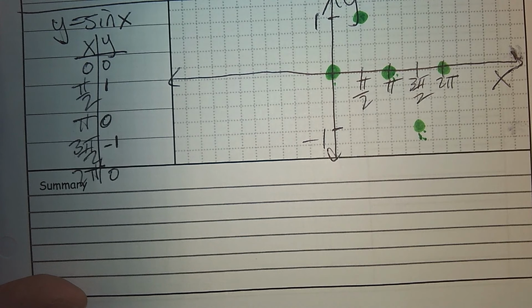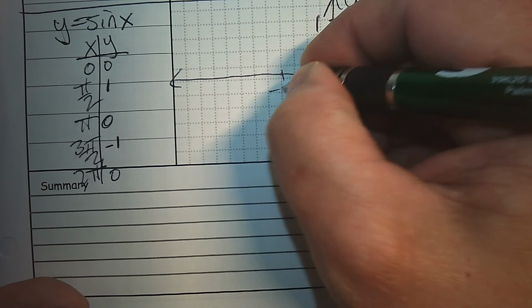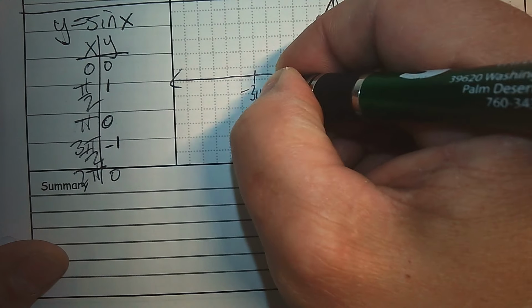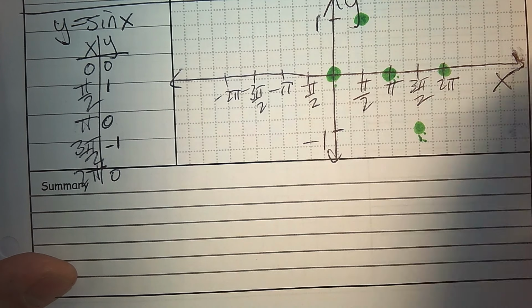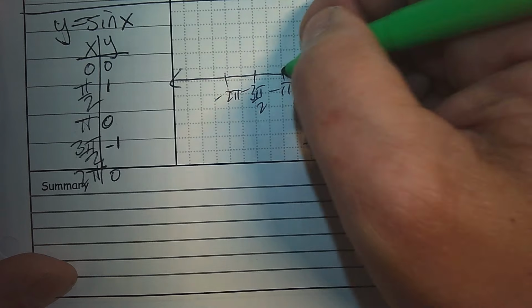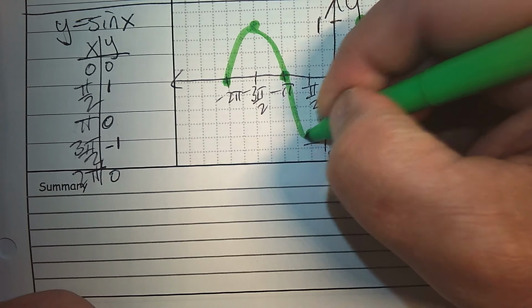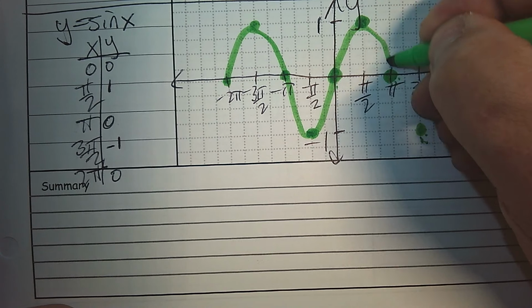And we're going to continue that pattern to the left. So I'm going to not do a table of values, but see the pattern and continue the pattern to the left. And again, when I connect it, it's going to be curvy. This is what's called a sine wave.